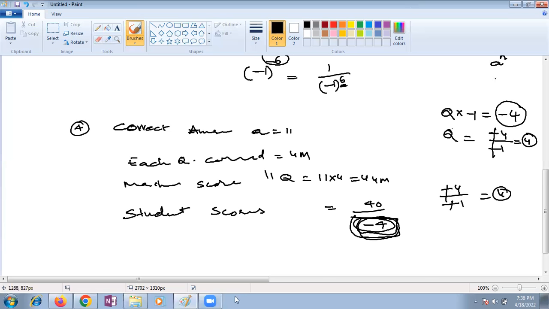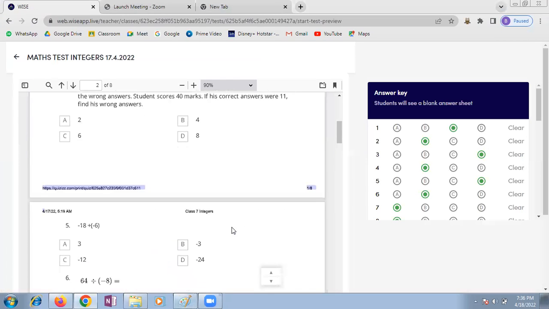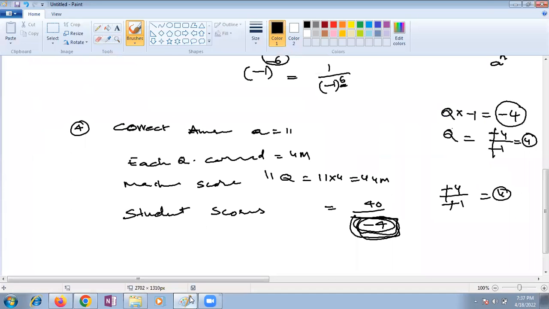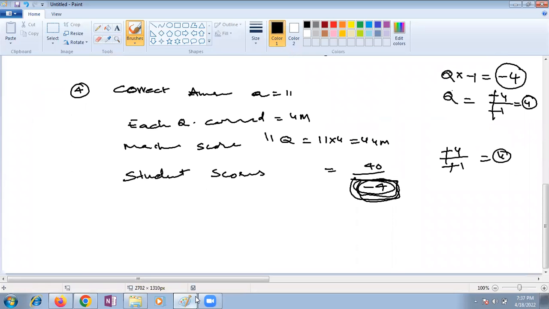Yes, ma'am. If it is an objective paper, no issue with your statement, children. Only in the subjective part. So this is a simple question. Both are the same signs, so you can add and keep the common sign. -18 plus -6, 18 plus 6 is 24, and the sign is minus. For example, -8, you need to add with -16.